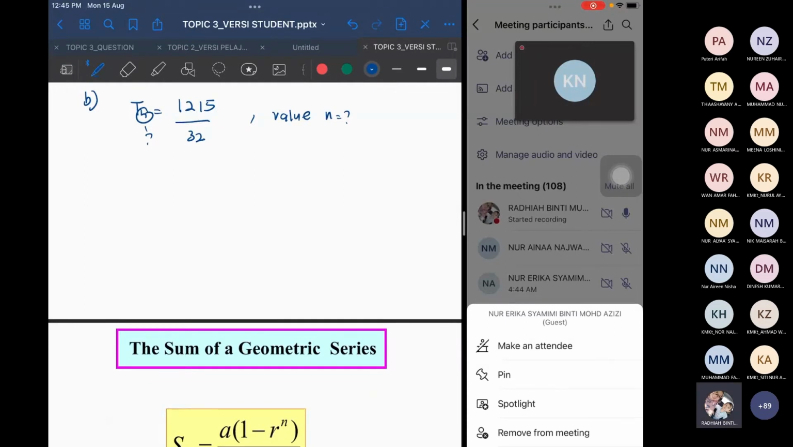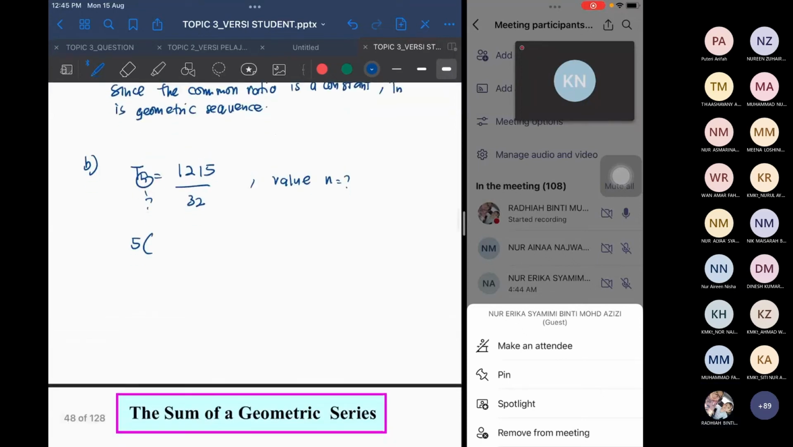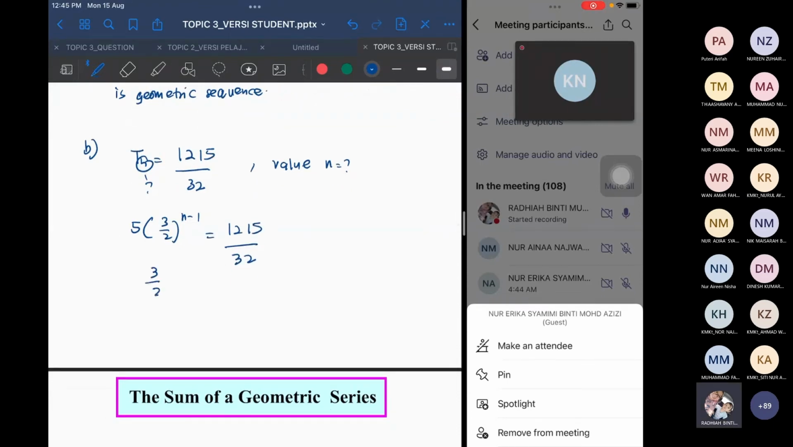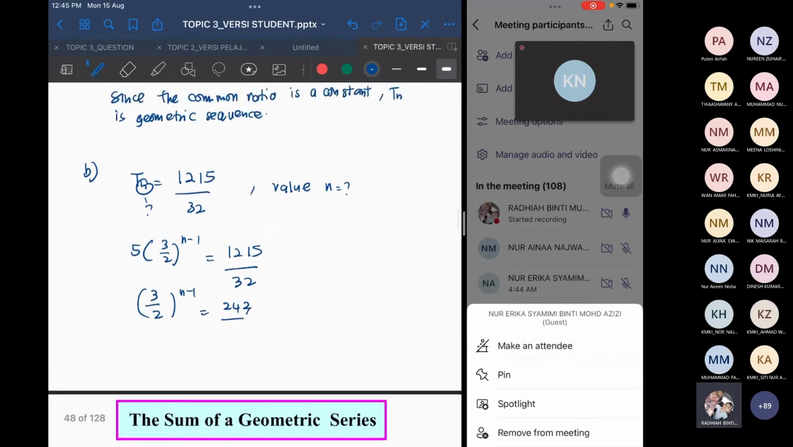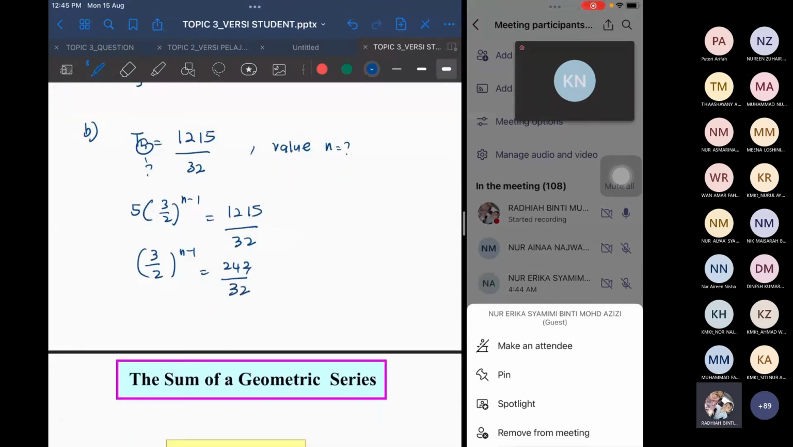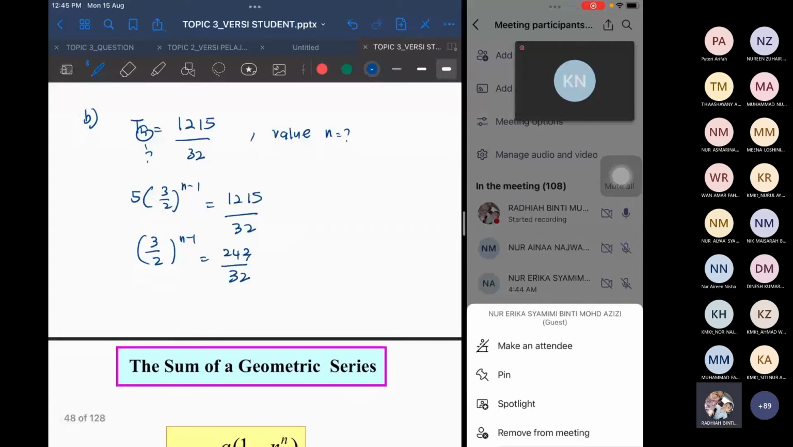Okay, so awak punya n term tadi dia dah bagi kan nilai dia 5 darab dengan 3 over 2 power of n minus 1 kan yang diberi tadi sama dengan 1215 over 32. Okay, so we simplify 3 over 2 power of n minus 1. Okay, so 1215 over 32 divide by 5 awak akan dapat bila awak press the calculator 243 over dengan 32.